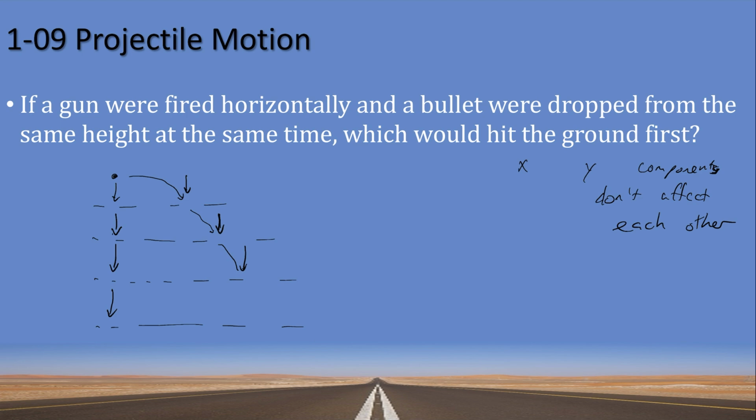So even though the one's traveling sideways, the vertical motion stays the same. So there is the same initial height, the same acceleration, the same initial velocity in the y, and the same final height. So by d equals 1/2 at squared plus v0t plus d0, the time is the same.